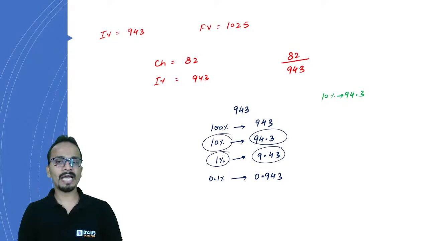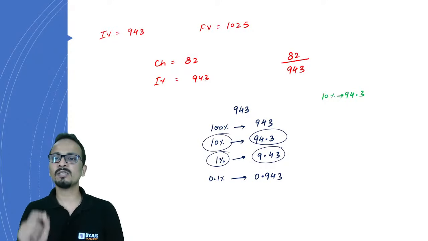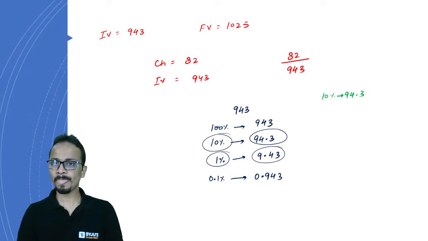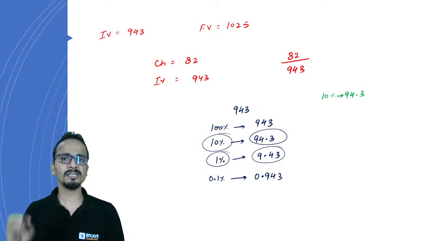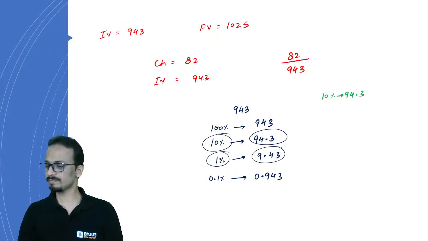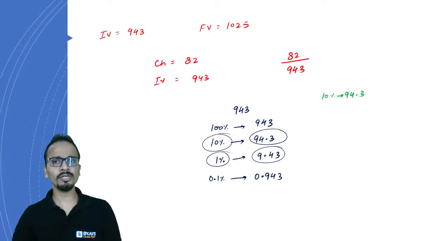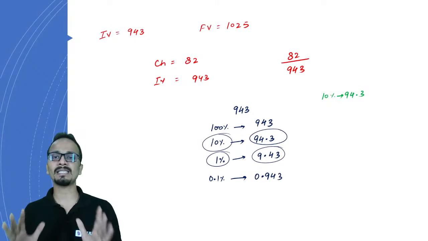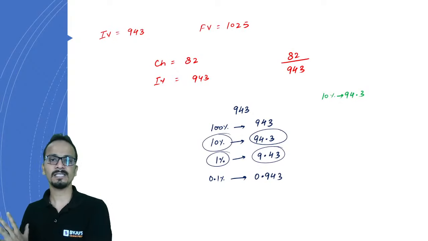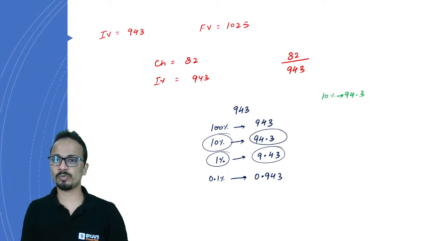So just by looking at this, I can say that the answer will be less than 10%. So if you have among the options only one option which is less than 10%, you can straight away mark that answer and move to the next question. Okay, so this is the beauty of understanding these things. There is only one option which is less than 10%. Move ahead, mark that option as the answer and start solving the next one.